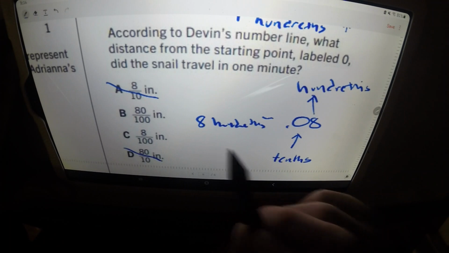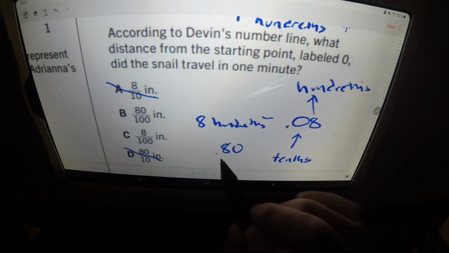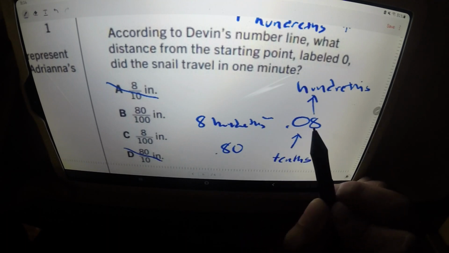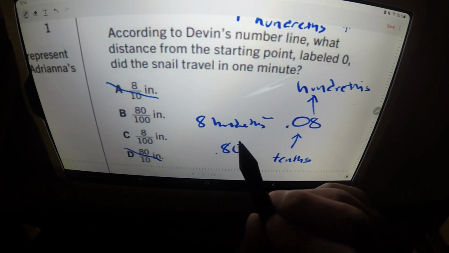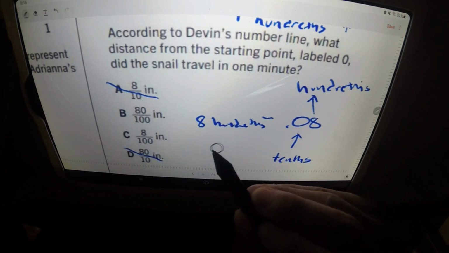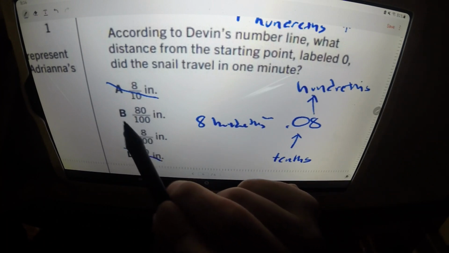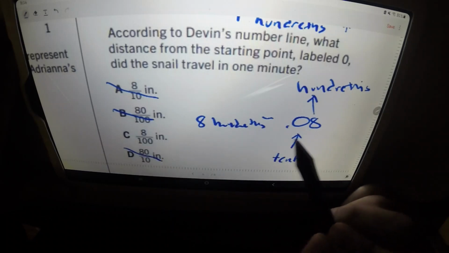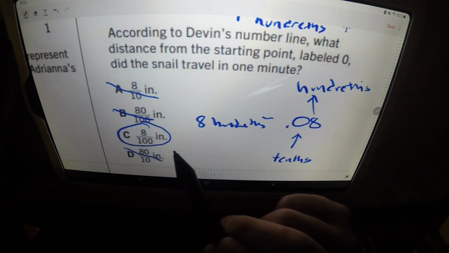8 hundredths. Now, if this number was this, then we would say 80. This is a different number. This is 80 hundredths. Remember, we're looking for 8 hundredths, not 80. This is 80. This is 8. This is not our answer because we only have 8, not 80. So this is our answer. See how that corresponds? 8 hundredths.